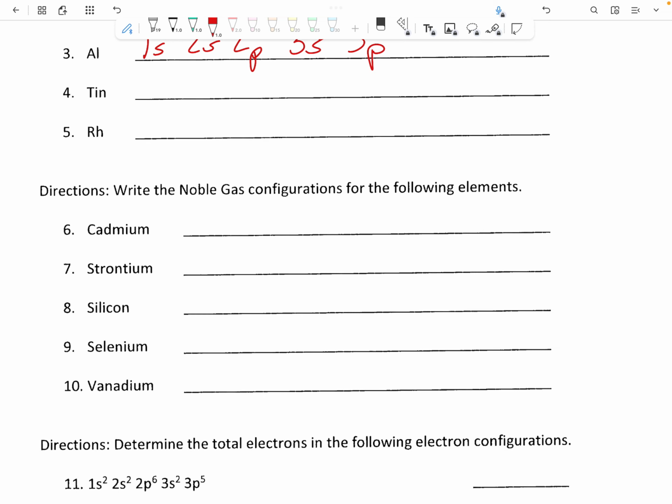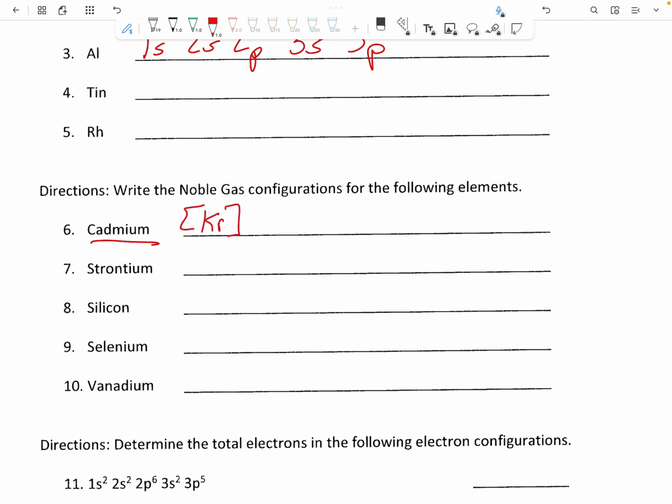Now, noble gas configuration: whatever element you're looking at, you go up one row, and then you go all the way to the right to find that noble gas. Cadmium happens to be number 48 in the periodic table. If we go up one from cadmium and all the way over, we get krypton. So krypton is where we start.